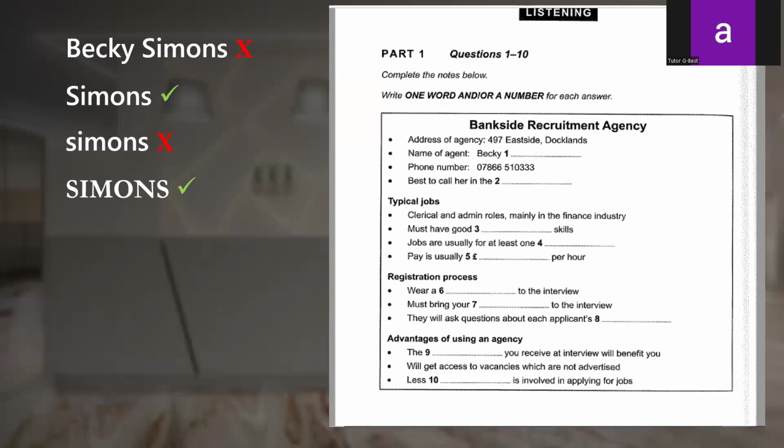Now, the S is very important. The person said Becky Simons. That S at the end is very important. If you fail to put that S, you get a zero.